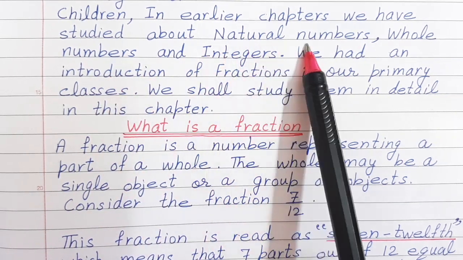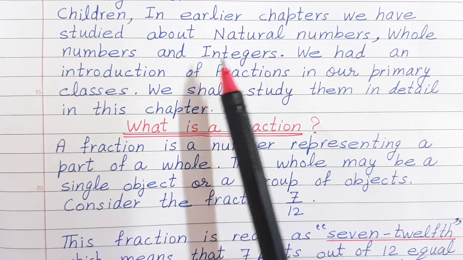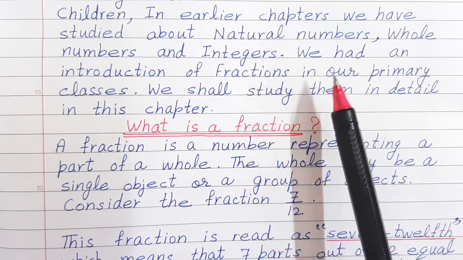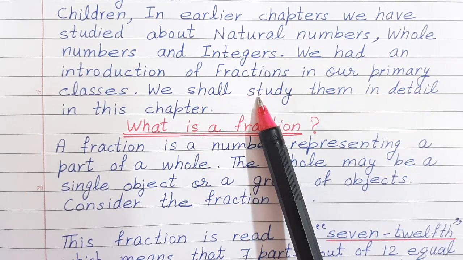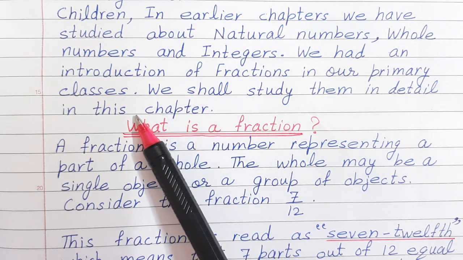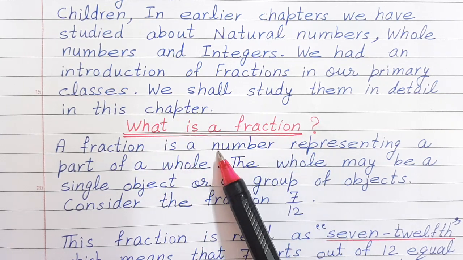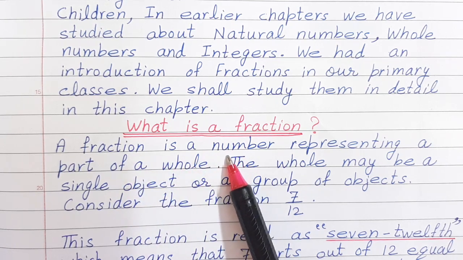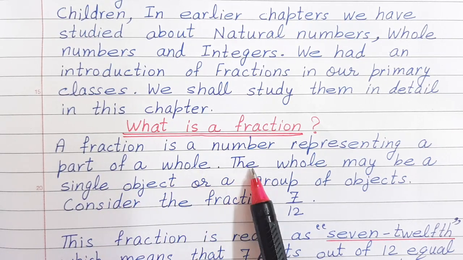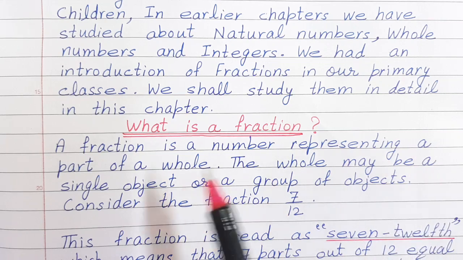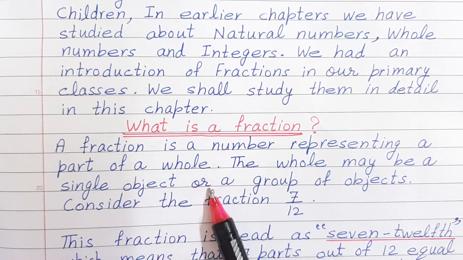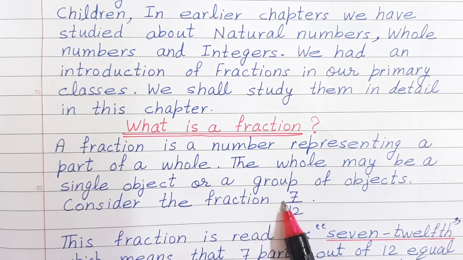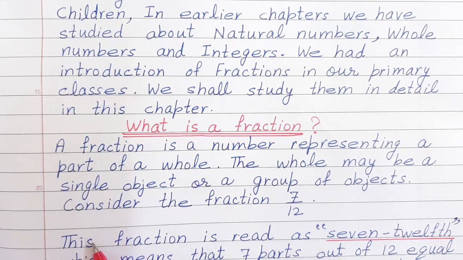Children, in earlier chapters, we have studied about natural numbers, whole numbers, and integers. We had an introduction of fractions in our primary classes. We shall study them in detail in this chapter. So children, what is a fraction? Yes, a fraction is a number representing a part of a whole. The whole may be a single object or a group of objects, right?